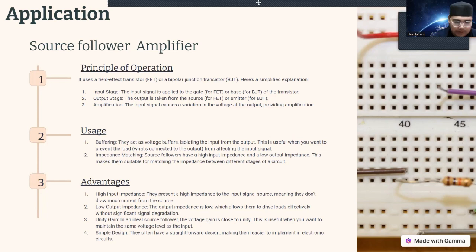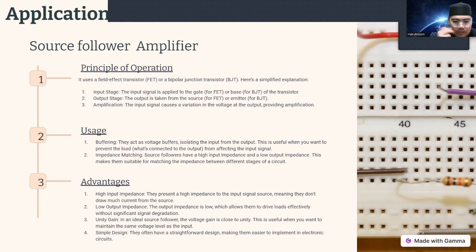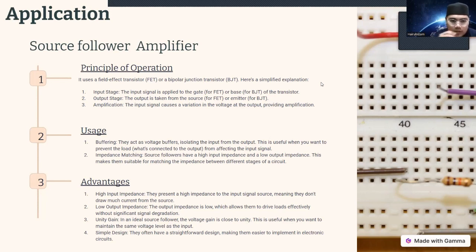The third one is unity gain. In an ideal source follower, the voltage gain is close to unity. The last one is the simple design. They often have a straightforward design and are easy to design and make.